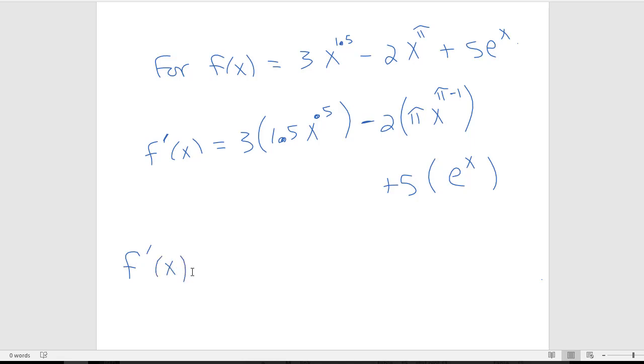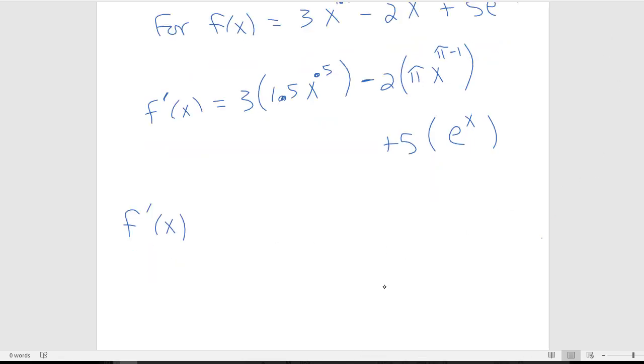So let's say f prime of x. All right, so f prime of x would be, let's see, 3 times 1.5. It's going to be 4.5 x to the 0.5. And then this is just minus 2 pi, and that is an x. There's really nothing we can do. I mean, we could get a decimal for that, but I'm going to leave it as x to the pi minus 1. Obviously, this would be 3.14 minus 1, which is 2.14. And then 5 times e to the x. So that would be my derivative in that case.